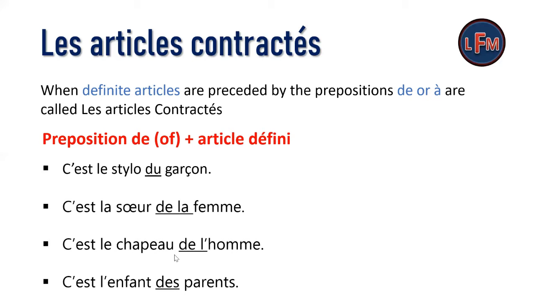C'est le chapeau de l'homme. Here homme is masculine singular but it is starting with a vowel, so we will use de l apostrophe, of the man. C'est l'enfant des parents. This is the child of the parents. Here, parents is plural, so we will use des, of the parents.